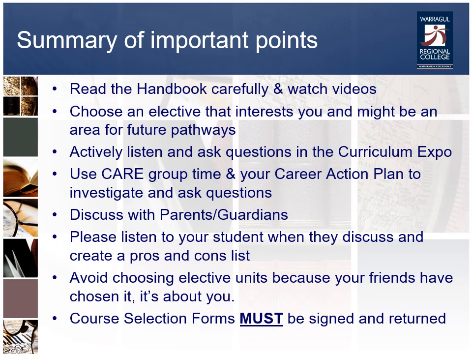When you go home, just have discussions with your parents and guardians. And parents, please listen to your student when they discuss what they want to do, and then one way of doing it would be to create a pros and cons list as a way of deciding what would be the best subjects for your child. Please avoid choosing elective units because your friends have chosen it. Your pathway is about you. And finally, course selection forms, as I've mentioned, must be signed and returned to the care group teacher by the 10th of September.